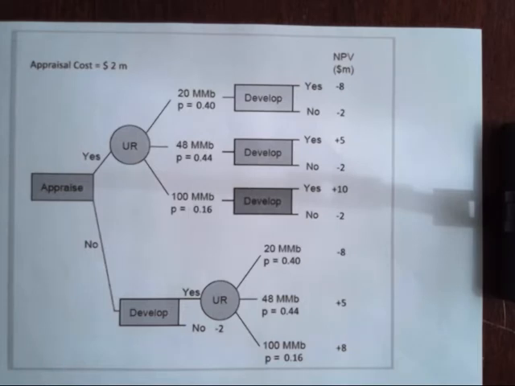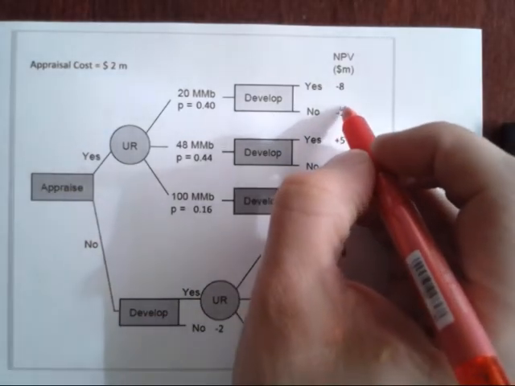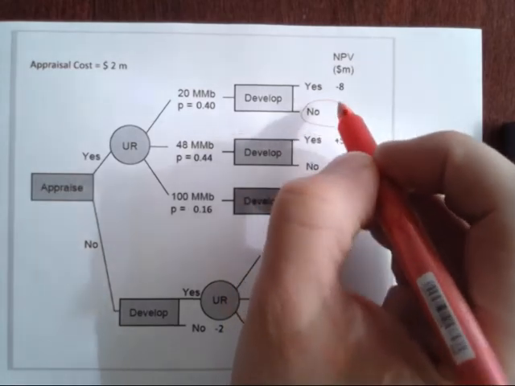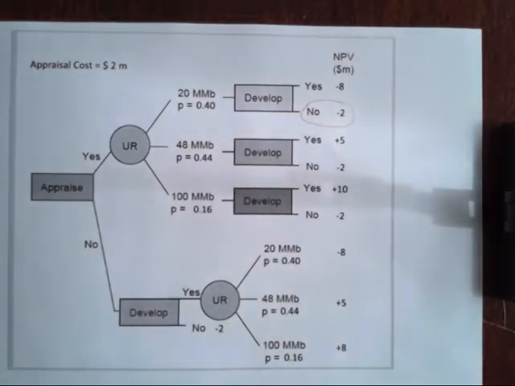So in this case, when we get to these yes or no decisions, we're always going to take the lowest of the two loss. So in this case, I'm going to select, we're going to lose $2 million. Okay, that sucks, but it's better than losing $8 million.